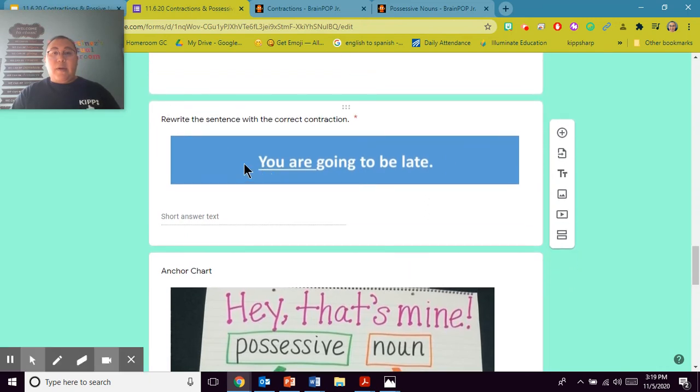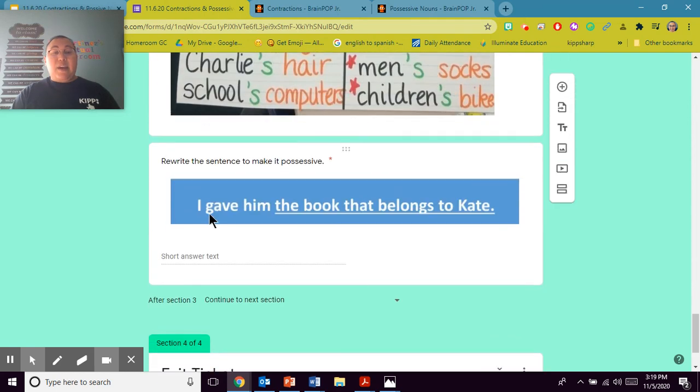So here you're going to rewrite the sentence with the correct contraction. You are going to be late. So you're turning you are into a contraction and rewriting your sentence here. Okay? Here, you're going to make this sentence a possessive. So it says, I gave him the book that belongs to Kate. So how can I make this part of the sentence possessive? You'll keep this part of the sentence. You'll say, I gave him blank, and then fill out the sentence by adding either apostrophe S or S apostrophe.